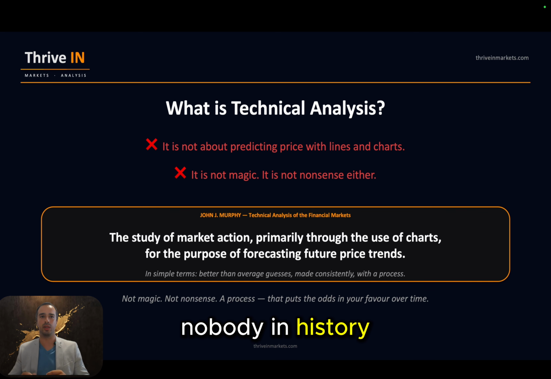Nobody in history has predicted price with 100% accuracy, and that is not the goal. The goal is a repeatable process that puts the odds in your favor across hundreds of trades.